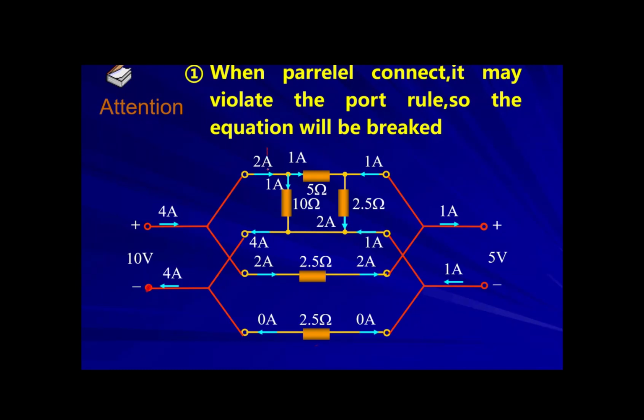Now we check this part. We can find this 2 ampere flow in, 4 ampere flow out, not equal. This 1 ampere flow in, this also 1 ampere flow in. So they are not two-port network. And for this part, 2 flow in, 0 flow out, not equal. 2 flow out, 0 flow in, not equal. So in this part, not two-port network, also not two-port network.